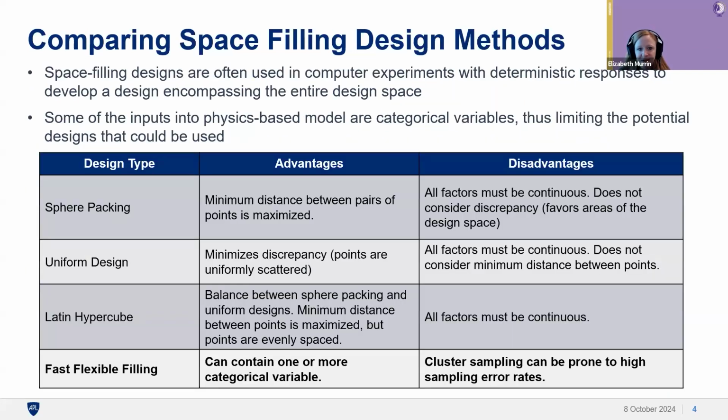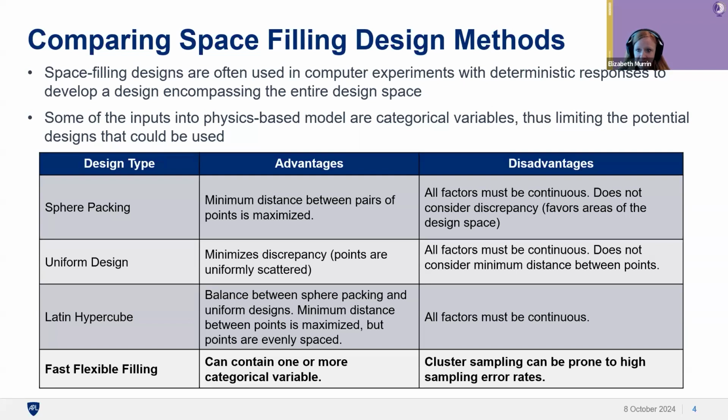Typically space-filling designs are used for computer experiments. There were four particular space-filling designs that we considered. We have a table shown here that shows the advantages and disadvantages of each type of design. We have sphere packing, uniform design, Latin hypercube, and the fast flexible filling.